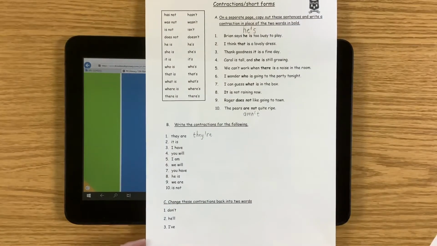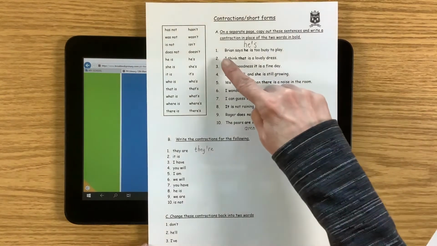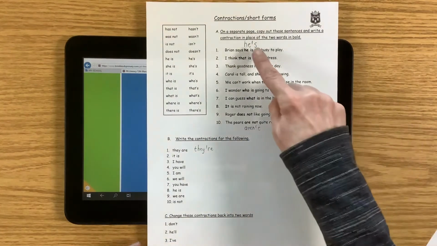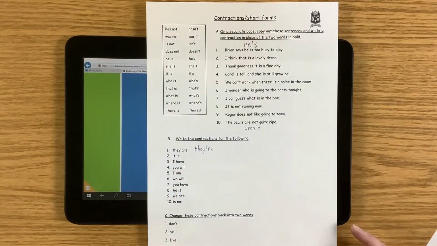If you choose to do the lower level task, well, we've already looked at some of them for you. So in number 1, if it says "Brian says he is too busy to play", then we could change "he is" to "he's", H-E apostrophe S.